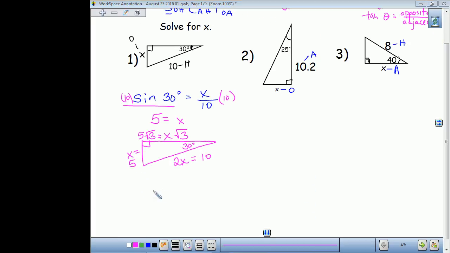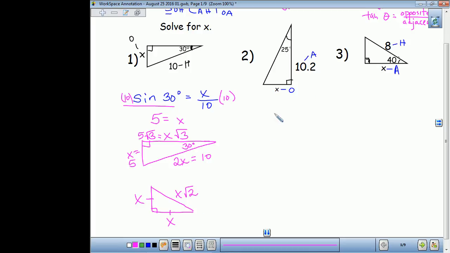What was the other special right triangle we studied? Like 45. Very good. A 45-45-90 right triangle. Whatever one leg was, the other one had to be the same because they're congruent, and the hypotenuse was that length times the square root of 2. So this first problem you could have solved either using right triangle trig or what you know from special right triangles.